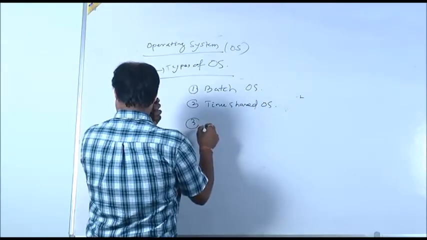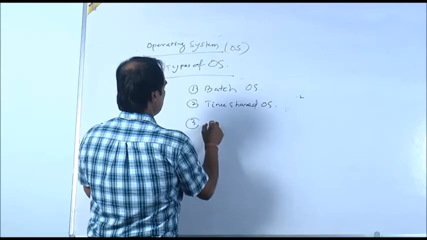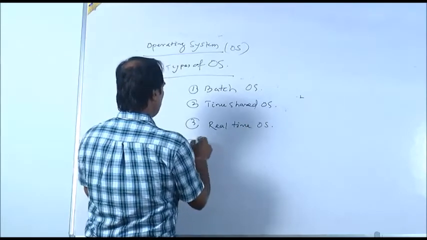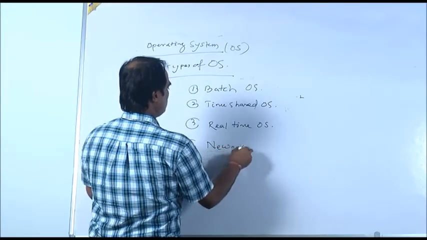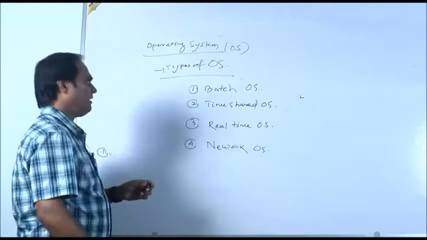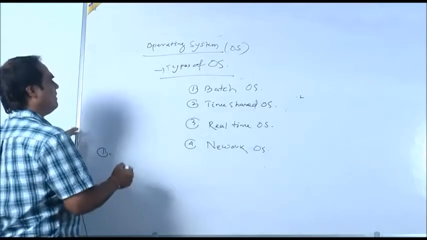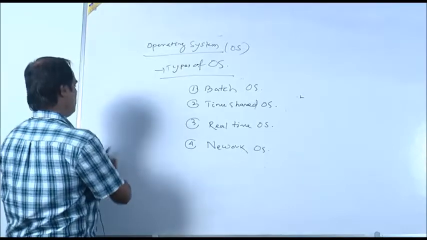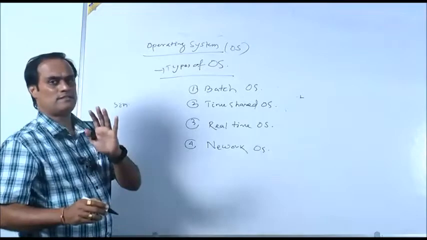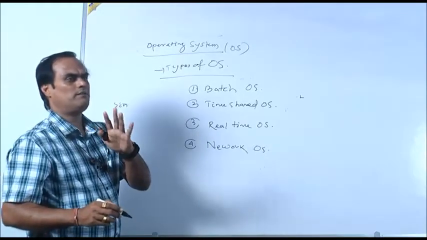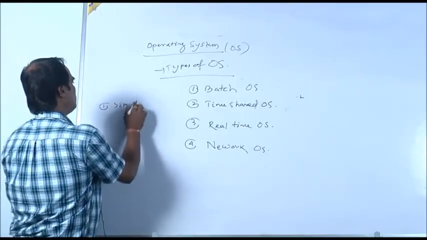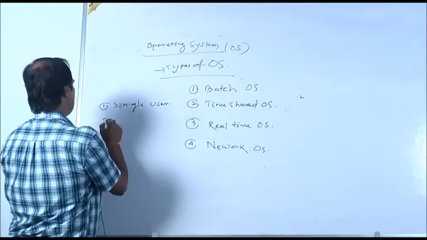then the real time operating system, then the network operating system. Okay. Or in general, single user operating system. If I say, let it be from the fundamental point of view, we can say the operating system is divided into single user operating system and multi user operating system.